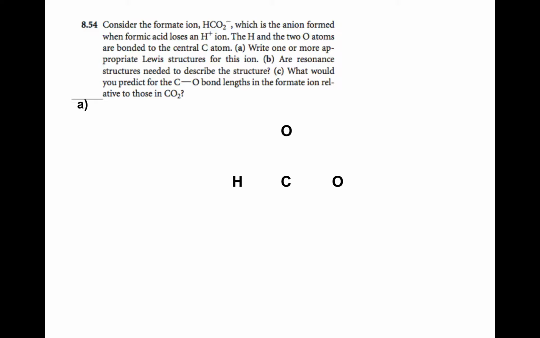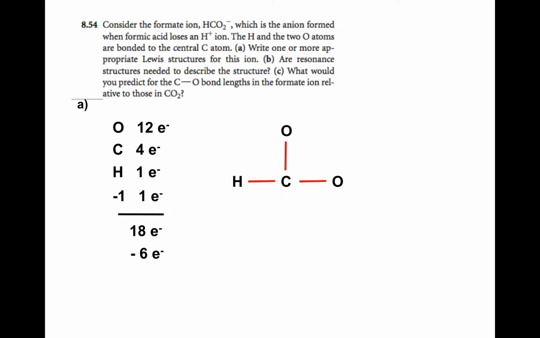Everything's connected to it. We count up the valence electrons: 12 electrons for the oxygens, 4 for the carbon, 1 for the hydrogen, and 1 extra one because it has a -1 charge. We have 18 electrons to play with, 6 electrons to bond everything together. Those are the bonded pairs, and that gives us 12 electrons yet to be assigned. They go to the oxygens first to complete their octets, and we're done. We have an incomplete octet for the carbon.